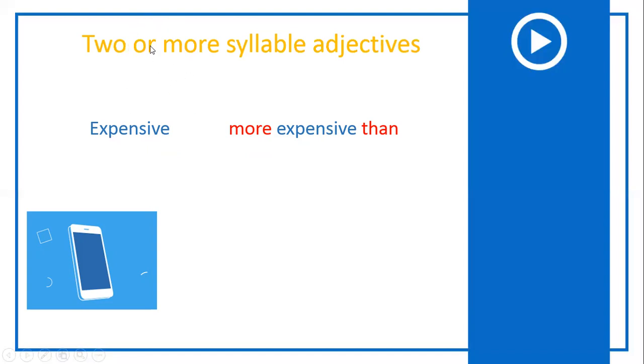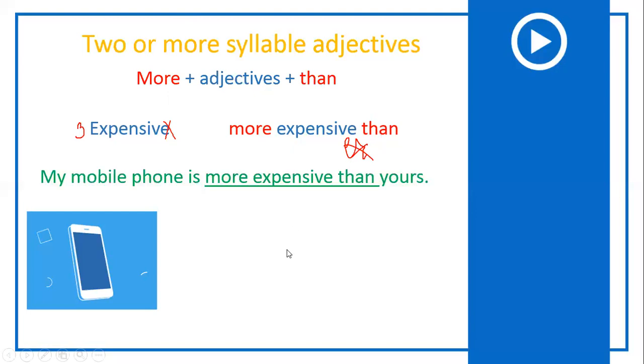And in the rule, they say to us, if we have 2 or more syllable adjectives, we shouldn't add ER. We should add only more. So we should forget ER here, because we have 3 syllables, and the rule says more. Expensive, the E we don't pronounce. That's why we add here only more. Expensive and more expensive. Look at the rule. More, yes, we have more. Then the adjective, what is our adjective here? Yes, expensive. And of course, than.